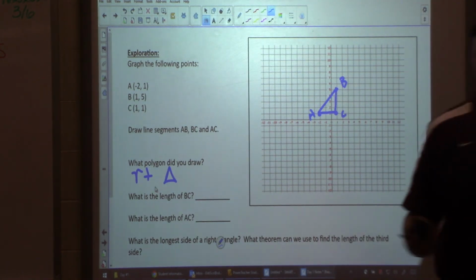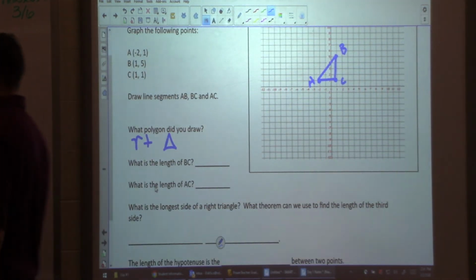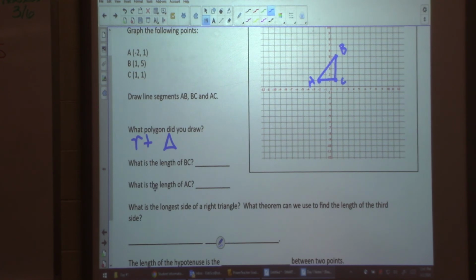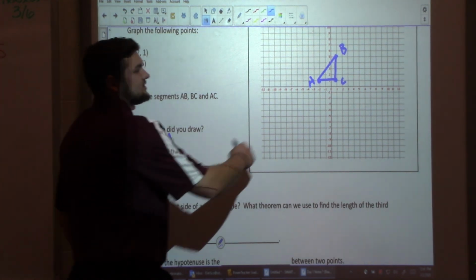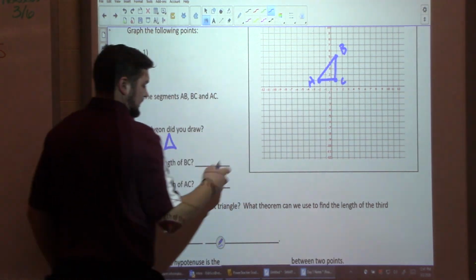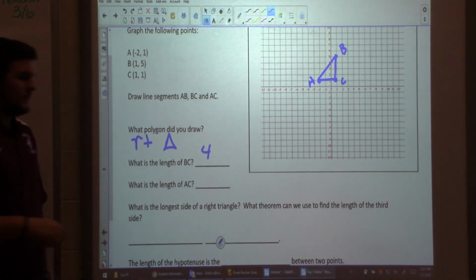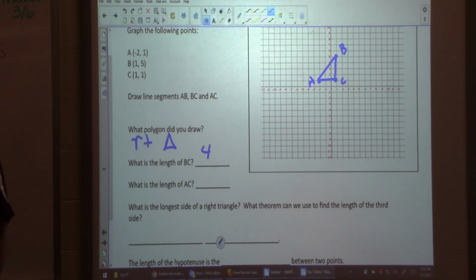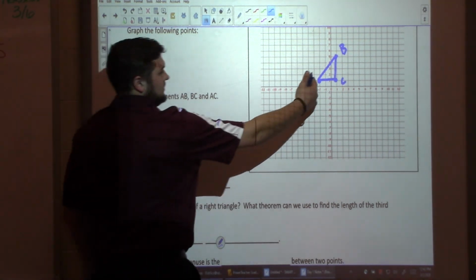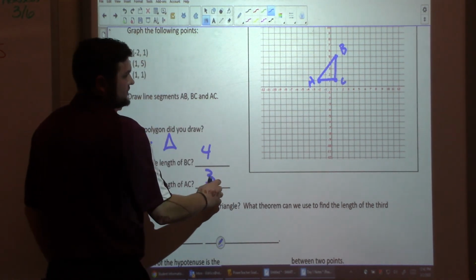How'd you get 4? Oh, that's a 4. Alright, 4, yeah, you just count. 1, 2, 3, 4. Okay? Thank you. What about the length of AC? 3. 1, 2, 3. Okay, what if I ask you the length of AB?